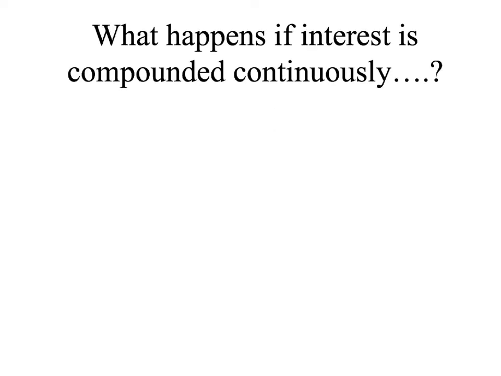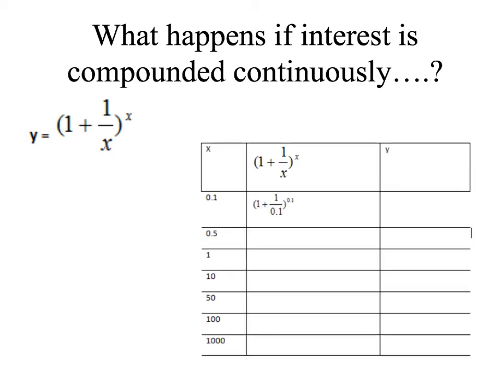So what happens if it's compounded continuously? We're going to take that interest formula and sort of simplify it. So assuming that the time period is 1 and the interest rate is 1, this is what the formula would look like. And we're going to find out what happens as our number of times compounding increases. So we want to look at it for a variety of values, and we're going to plug in all these x values here. So just plugging in the 0.01 here and here.